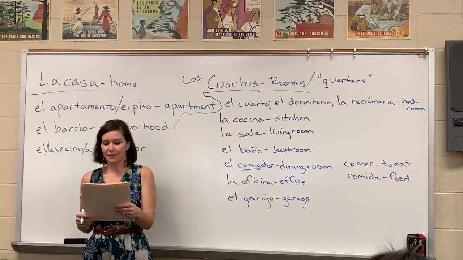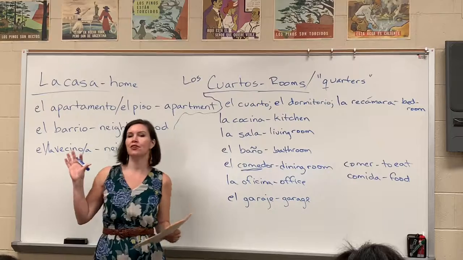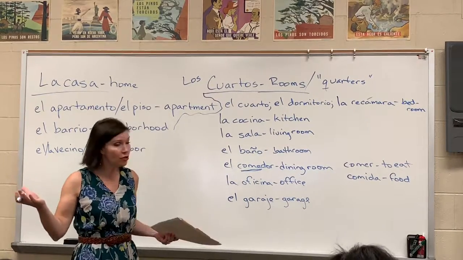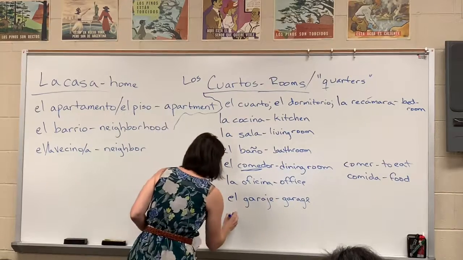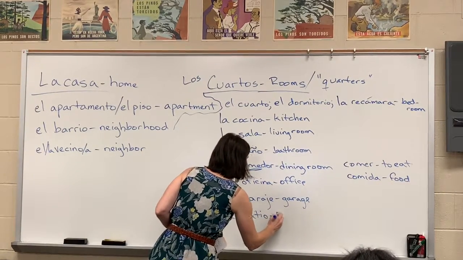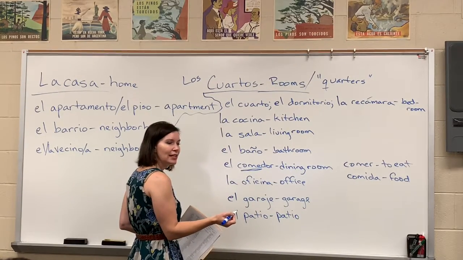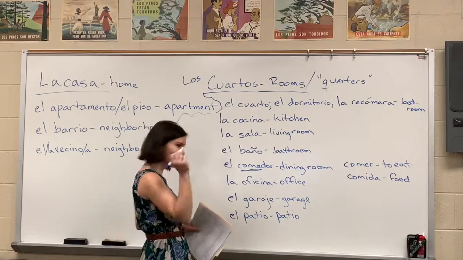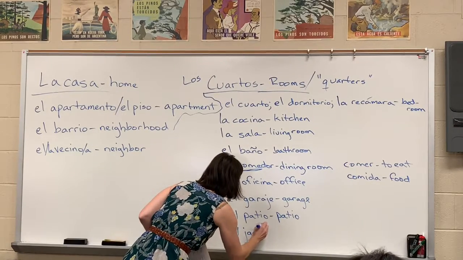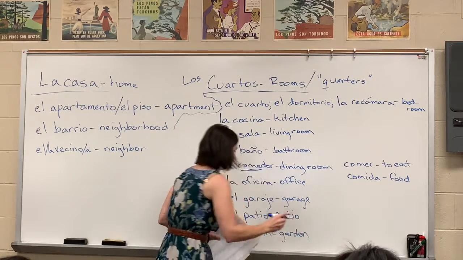El garaje. And then we've got a couple things that are outside of la casa. El patio. Patio. Also cognate. And then el jardín. Any idea what a jardín is? Garden. Garden. Muy bien. El jardín.